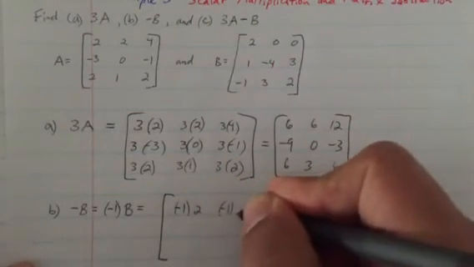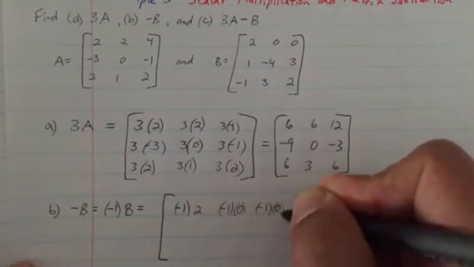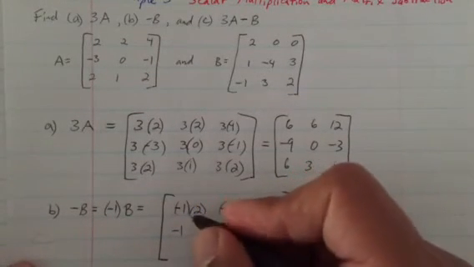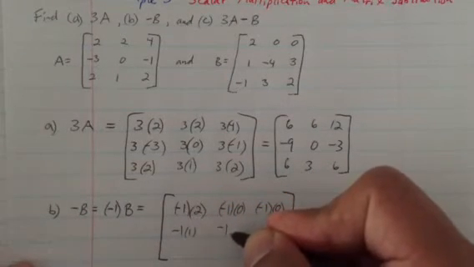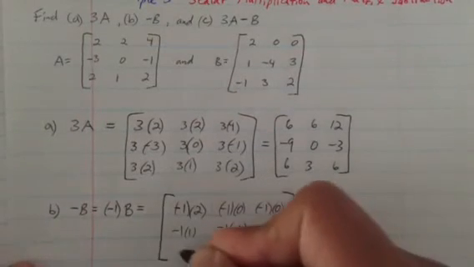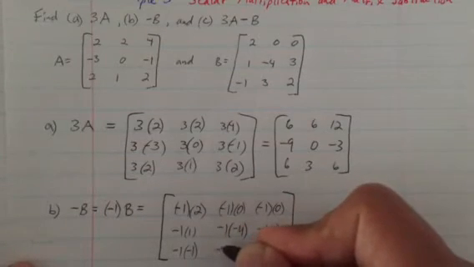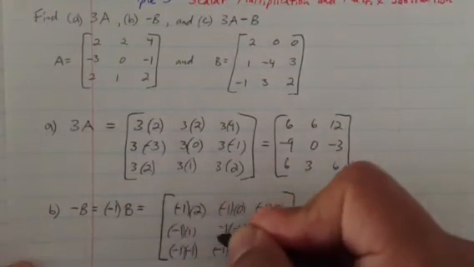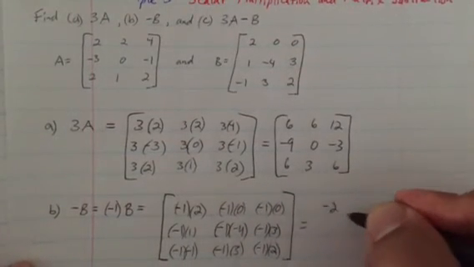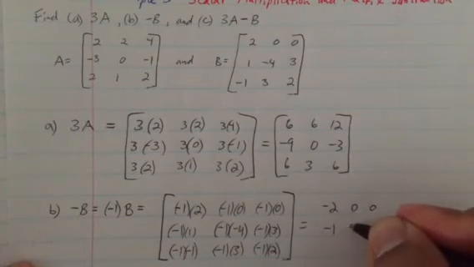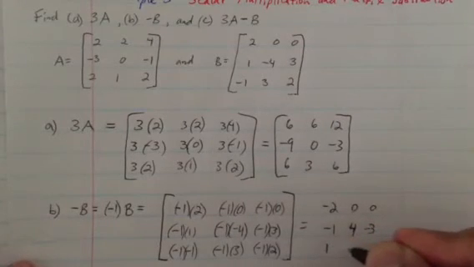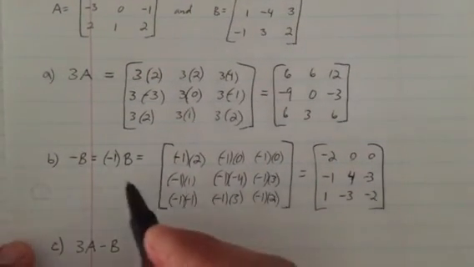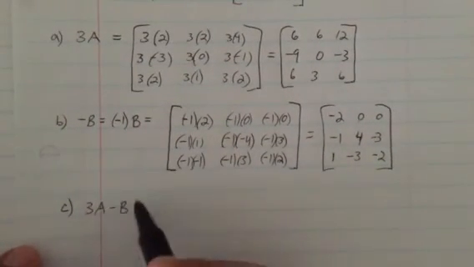So -1 times 2, -1 times 0, -1 times 0, and then -1 times 1, -1 times 4, -4, -1 times 3, and -1 times -1, 3, and -1 times 2. And then we end up getting -2, 0, 0, -1, 4, -3, 1, -3, and -2. So there's our matrix B when we negate it or multiply -1 times this matrix. So that helps us solve this one.